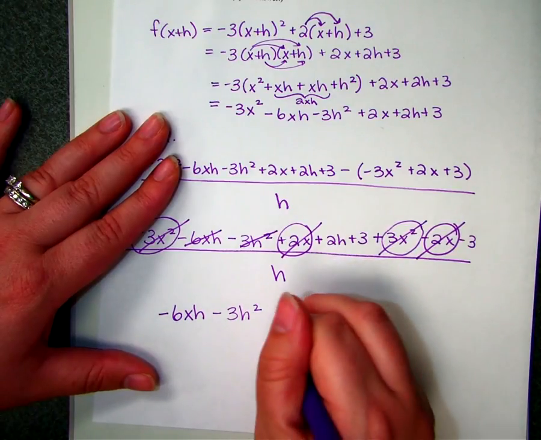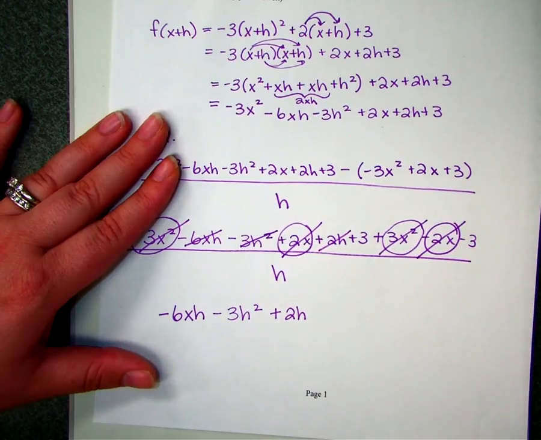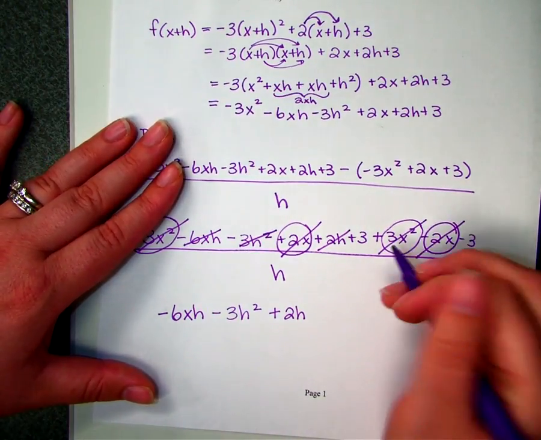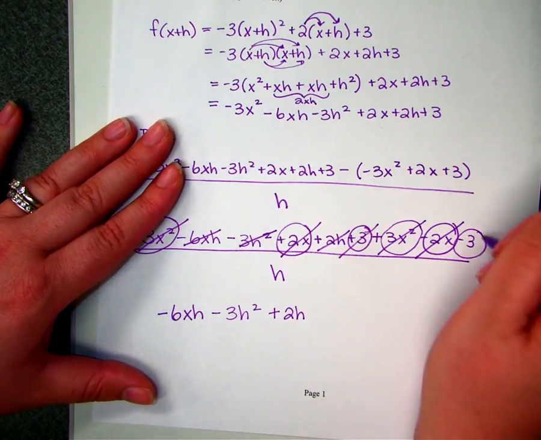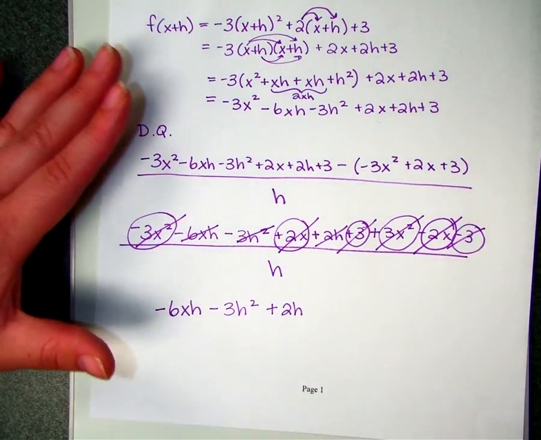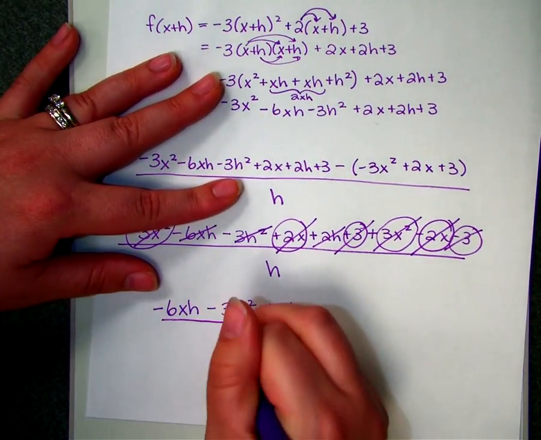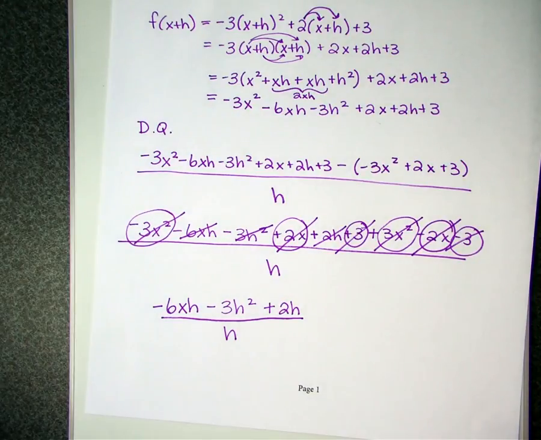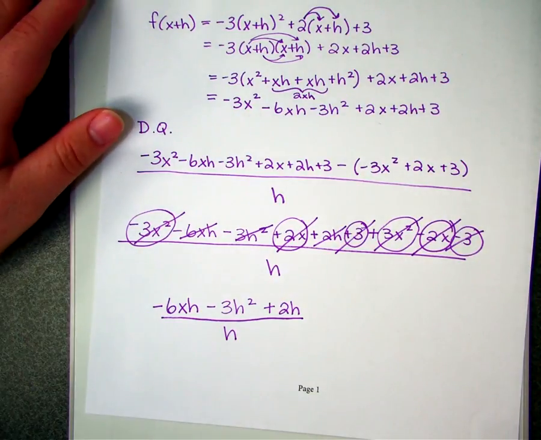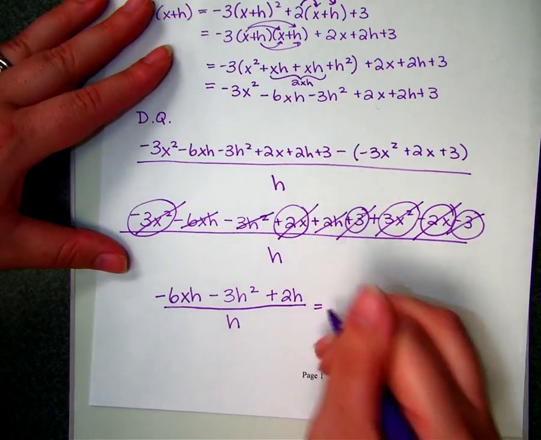Do I have anything that looks like a regular h? And I don't. So write that down and mark it out because we used it. And do I have anything that looks like 3? And I do, and it's negative 3. And those two terms would be eliminated. So if you've done this correctly, everything that did not have an h should have canceled out. So now I have negative 6xh minus 3h squared plus 2h all over h.